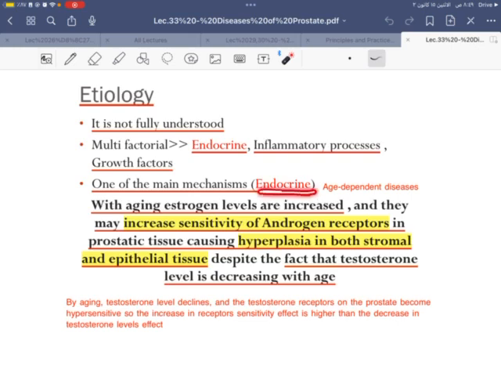How? Now, with aging, supposedly the man's testosterone level should decrease, and you know that the prostate's fuel is testosterone. So if testosterone decreases, the prostate should become smaller. So what is it that happens?